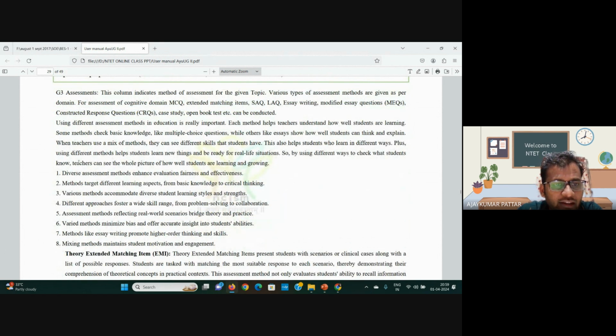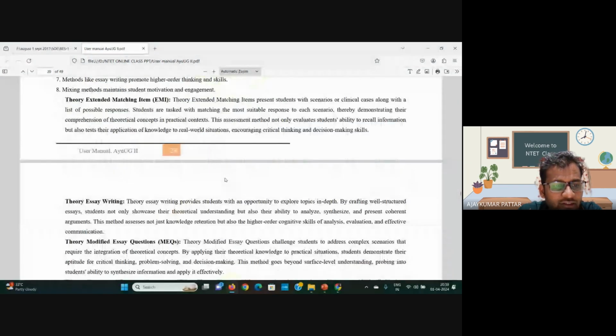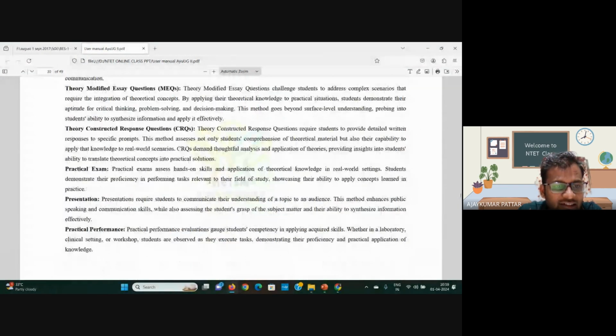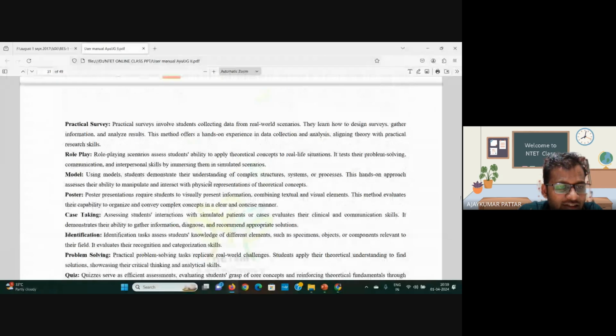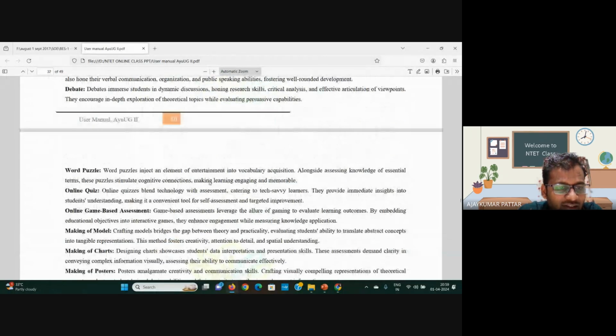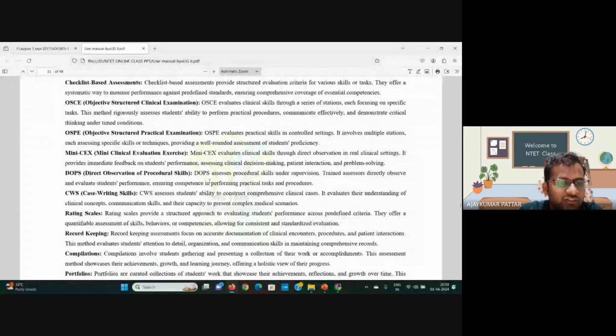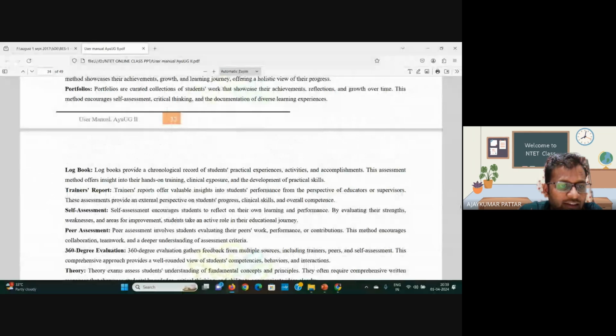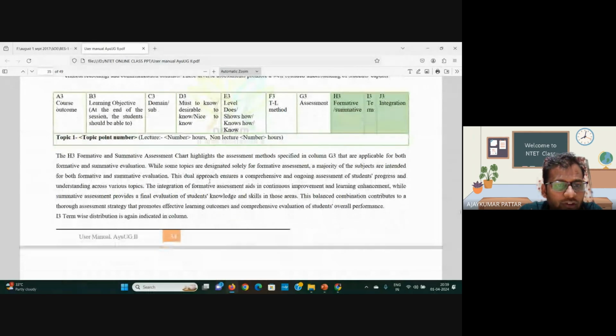So what is the importance, and what are the different methods used? If time permits, we will discuss these things in later classes. I am just highlighting where the application of this assessment and evaluation concept is, and why you should know all these things. See here.